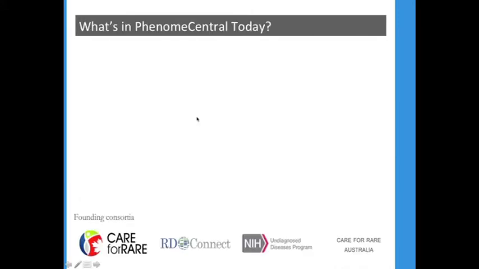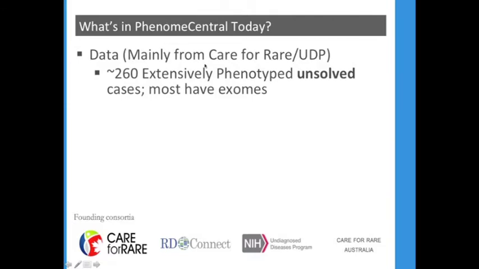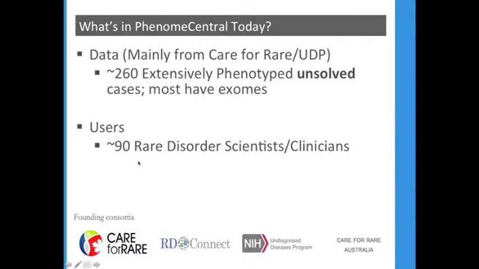So in Phenome Central today, there is extensive data from Care for Rare, the Canadian Rare Disorder Sequencing Project, the NIH Undiagnosed Diseases Program. We're getting data from RD Connect, which is the European Rare Disorder Coordination Project, and Care for Rare Australia is also participating in the Phenome Central Consortium. We have about 260 extensively phenotyped unsolved cases, mostly with exomes. And we have about 90 to 100 rare disorder scientists and clinicians who have accounts on the system.